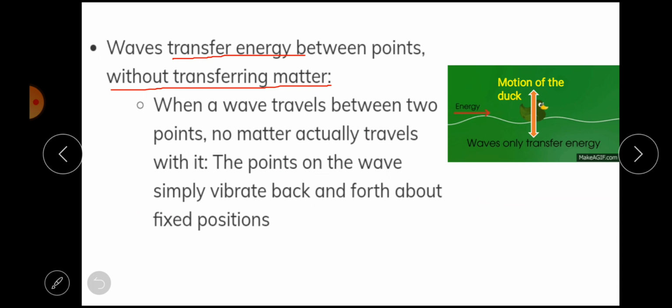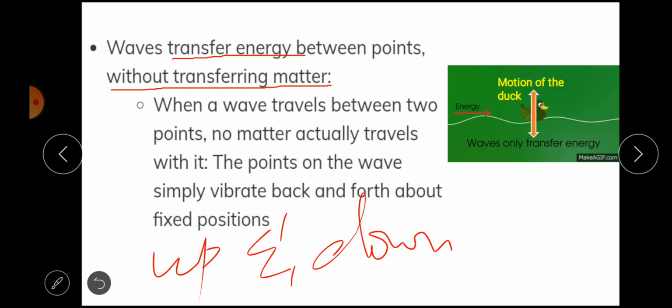When a wave travels between 2 points, no matter actually travels with it. The points on the wave simply vibrate back and forth about a fixed position, or up and down. So like in the example shown here, when the energy is traveling in this direction shown by the arrow, this duck is going to be moving up and down. This arrow shows the motion of the duck, which moves up and down in a fixed position. It doesn't travel with the energy. The energy is going to pass while the duck is still moving up and down in a fixed position.